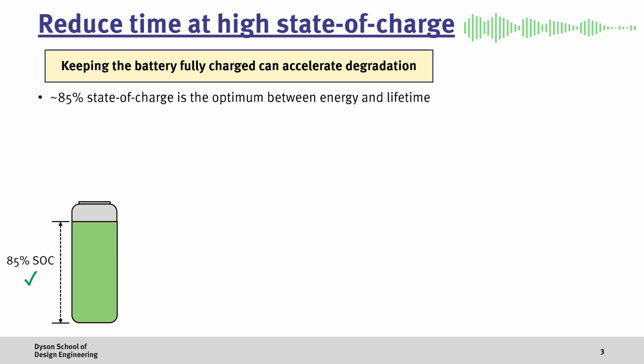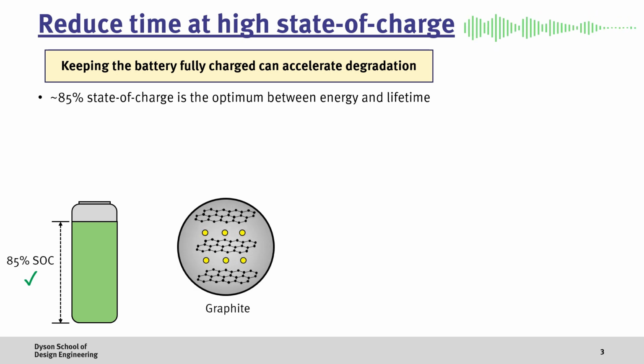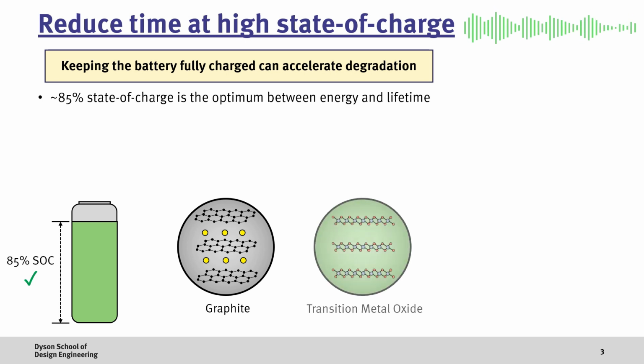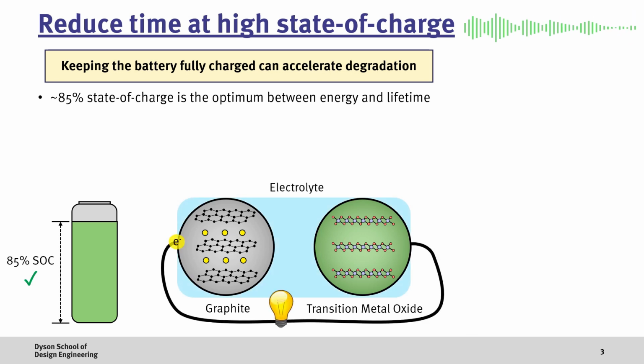Here, there's three main components: a graphite anode, which is the negative half of our battery, a transition metal oxide cathode, which is the positive half of the battery, and a liquid electrolyte, which allows lithium ions to move between the anode and cathode. When fully charged, all the lithium is in the graphite anode, but when we discharge the battery, we remove the lithium and make it into a lithium ion and an electron. The lithium ions can go through the electrolyte to the cathode, but the electron has to go around an external circuit where useful electrical work can be done.